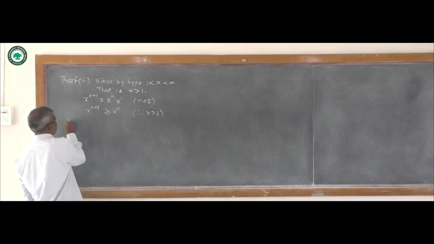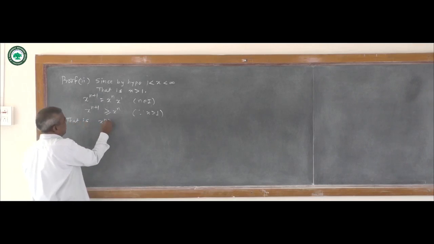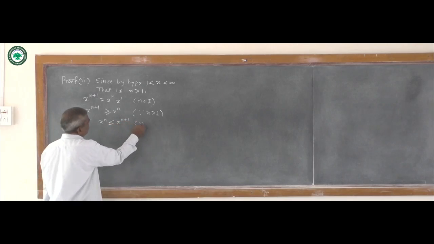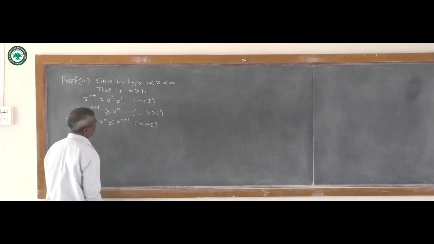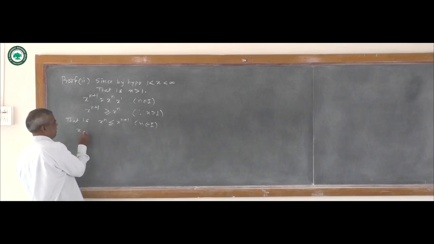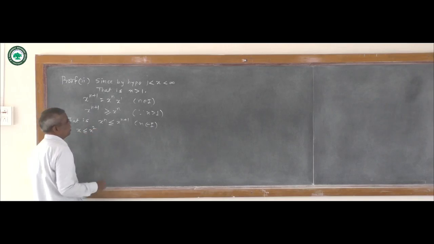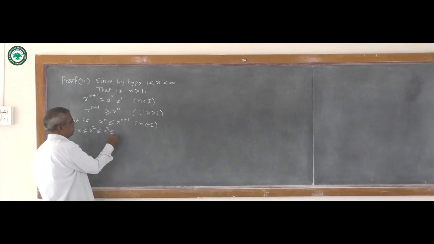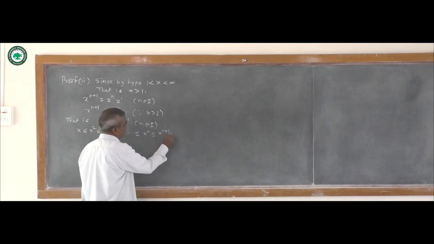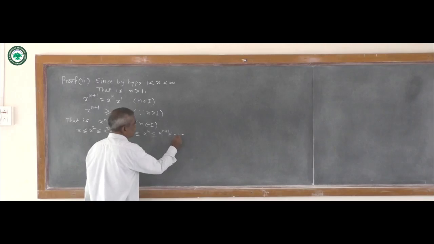That is, x raised to n is less than or equal to x raised to n plus 1 for every positive integer n. If we put n is equal to 1, we obtain x is less than or equal to x square. If we put n is equal to 2, we obtain x square is less than or equal to x cube, and so on, less than or equal to x raised to n, less than or equal to x raised to n plus 1, and so on.